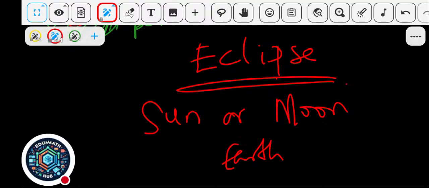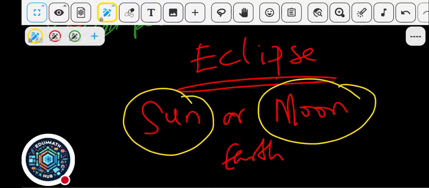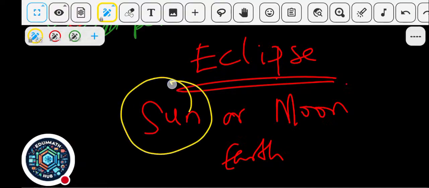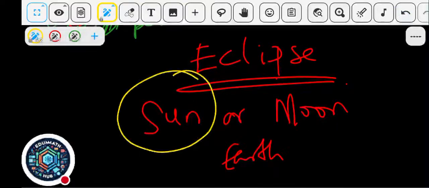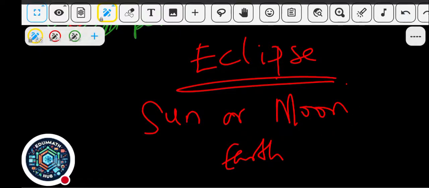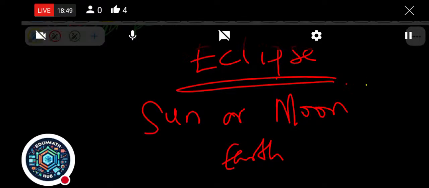Take note, when the sun, not the earth, when the sun or the moon is blocked or obscured in such a way that you cannot see it from the earth, then that means there's an eclipse. So there are two types of eclipse: eclipse of the sun and eclipse of the moon. Eclipse of the sun can also be called solar eclipse, while eclipse of the moon can also be called lunar eclipse. I hope you are following.